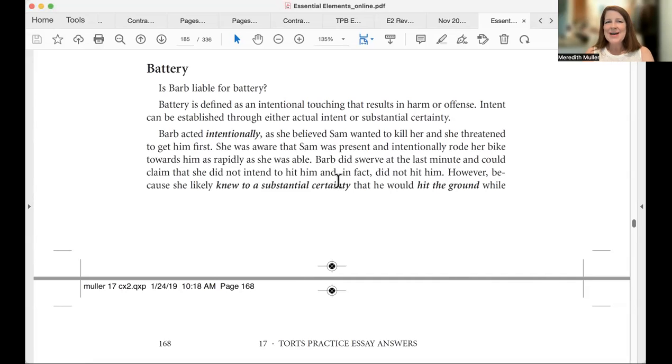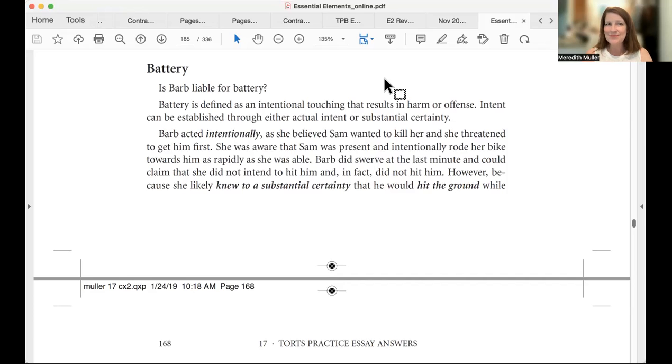Okay, so if we were writing about battery, this is an essay question from the book Essential Elements, 1L, Contracts, Torts, and Criminal Law. And we're asking whether Barb is liable for battery. This is a much longer fact pattern that tests lots of intentional torts, but battery is one of them. Barb rides her bicycle really quickly towards Sam, intending to scare him. And he is afraid that he is about to be hit, so he jumps out of the way and lands on the sidewalk. Okay, so those are our facts.